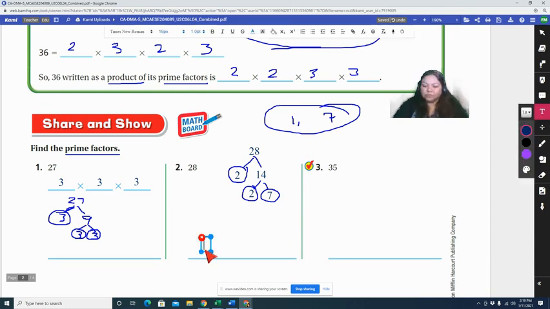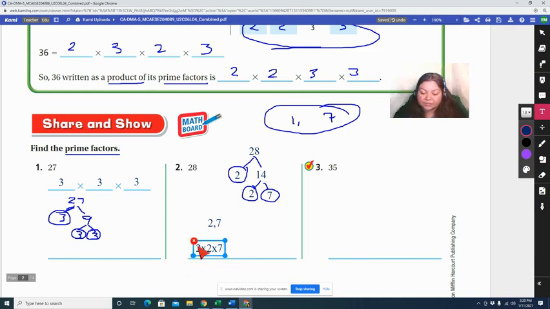So here my answer would be, okay, what are the prime factors? You can list 2 and 7. Now, my factors are 2 and 7 because 2 repeats itself. But if the question is asking you to write it as a product of its prime factors, that means you're writing the multiplication sentence. So that would be 2 times 2 times 7. Either way, I will accept the answers. They would be correct.